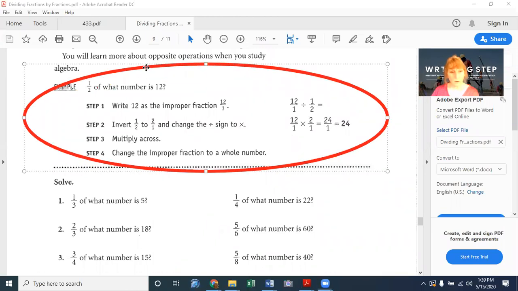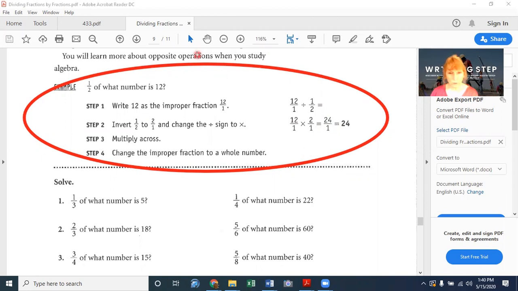There. Okay, so 1/2 of what number is 12? So we're going to write 12 as an improper fraction as 12 over 1. And then we are going to divide it by 1/2. So that's the same as keeping 12 over 1 and timesing it by the reciprocal, 2 over 1. We get 24. So think about it logically. Half of what number is 12? So 24, right? Half of 24 is 12.